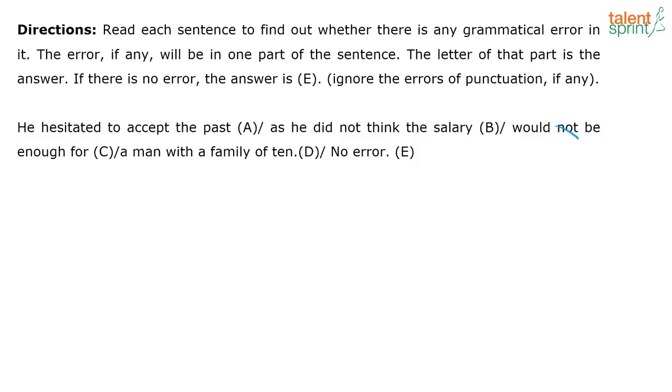He hesitated to accept the post, why? As he did not think the salary would be enough. Not would not be enough, because here I already have did not think. Are you following? So the error is in part C. These can be a little confusing if you're not paying attention. You need to delete not, because I already have that meaning coming in part B. He did not think the salary would be enough for a man with a family of 10. That makes sense. So these are all errors pertaining to double negatives.